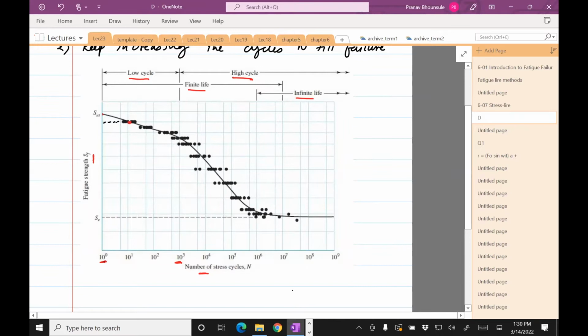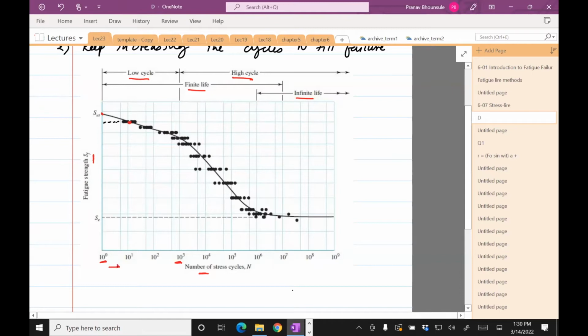and you have no cycles, 10 raised to 0 is 1. That means that it's not fluctuating; it's just stationary. That's the maximum strength you can get. So that's what we did in the previous chapter. That's the maximum strength of the material.